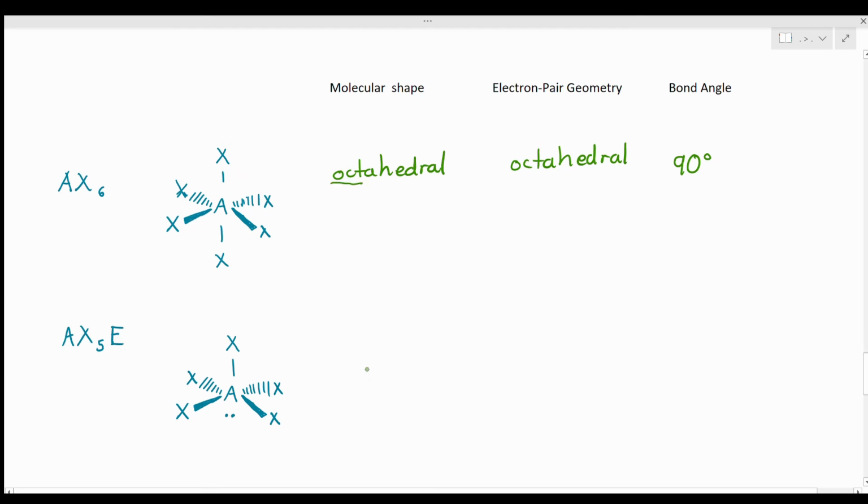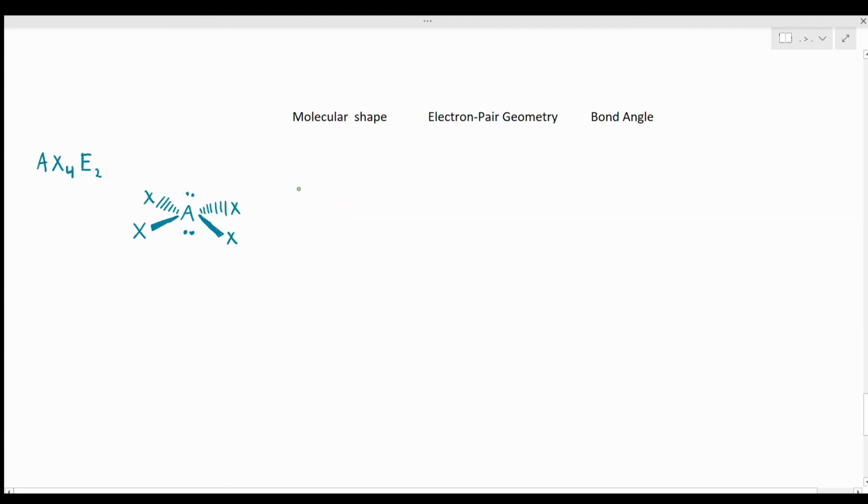Alright, moving on, AX5E has 1 central atom, 5 outer atoms, and 1 lone pair of electrons on A. The molecular shape for this one is called square pyramid, and the electron pair geometry is octahedral. The bond angle remains 90 degrees. And for our last one, we have AX4E2, 1 central atom, 4 outer atoms, and 2 lone pairs of electrons on A. The molecular shape for this one is going to be square planar, and the electron pair geometry is going to be octahedral, and the bond angle is going to be 90 degrees.